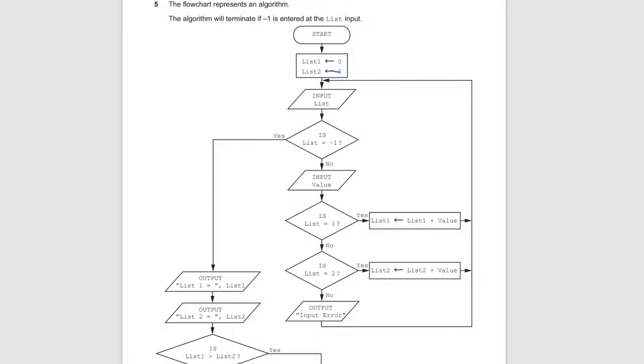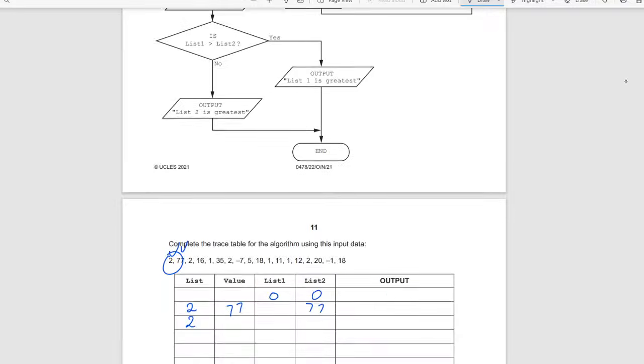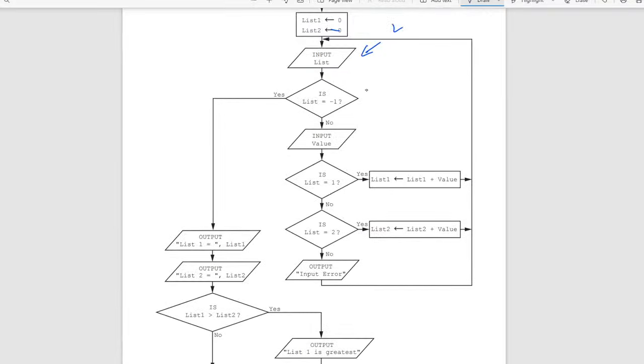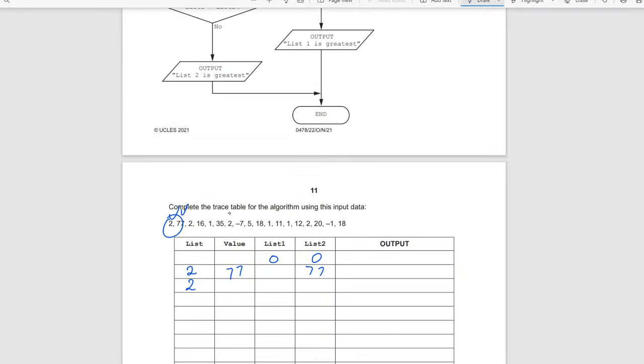Okay, so this time the list is 2. So we go on here, right, list is 2. We did that. Is the list -1? No, it's not. We go down, we input value. The value here will be 16.